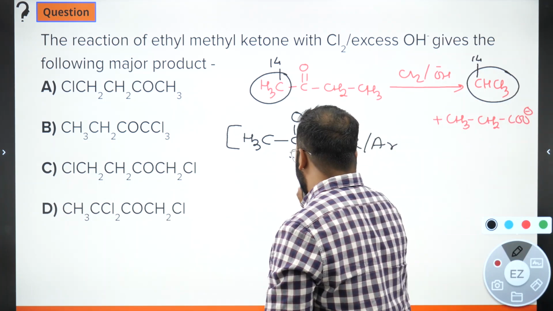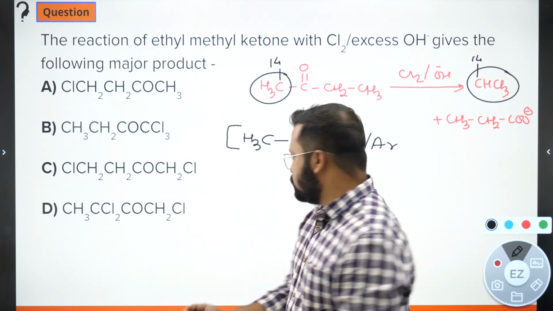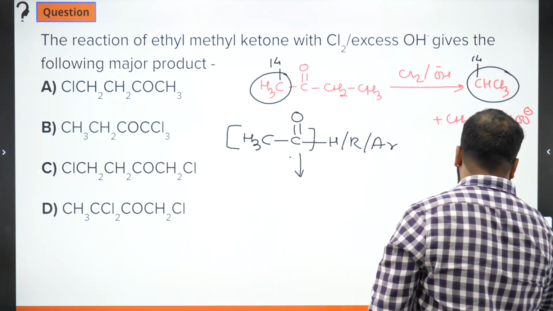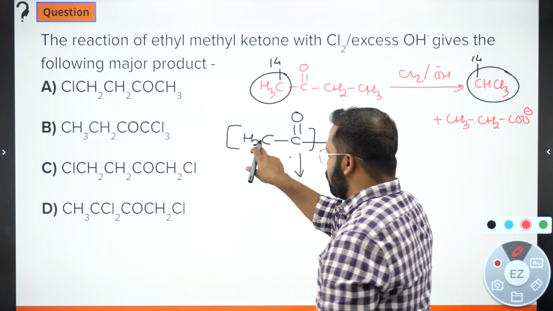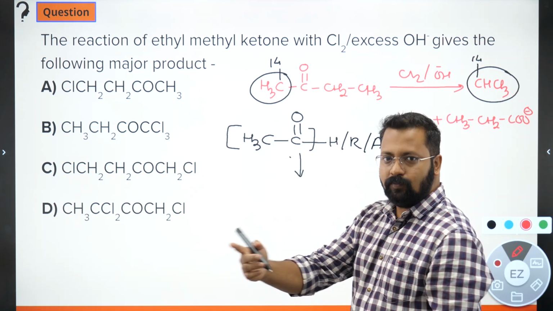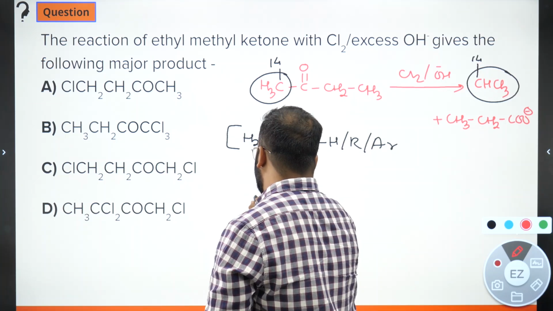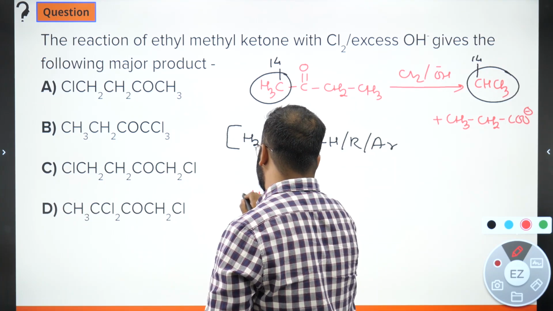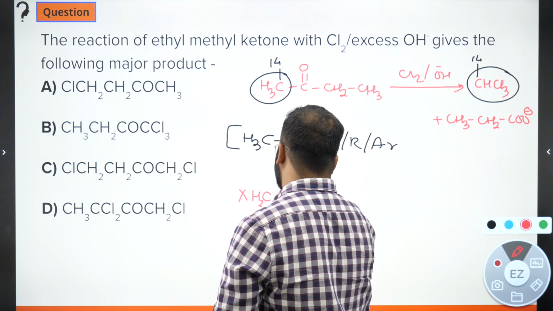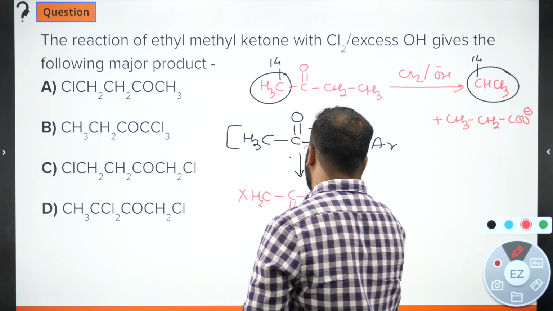Now, what will happen? This reaction takes place in more than one step, and in every step, I remove a hydrogen from here and put a halogen. This is an acid-base reaction. So I will get CH2X C double bond O.